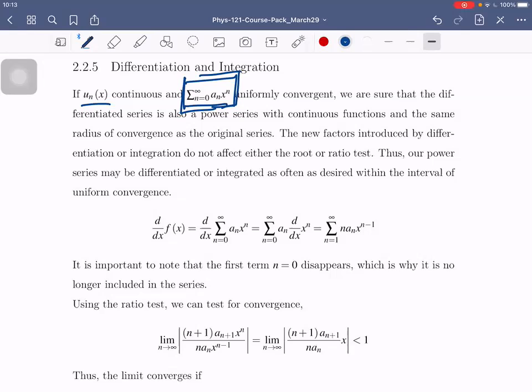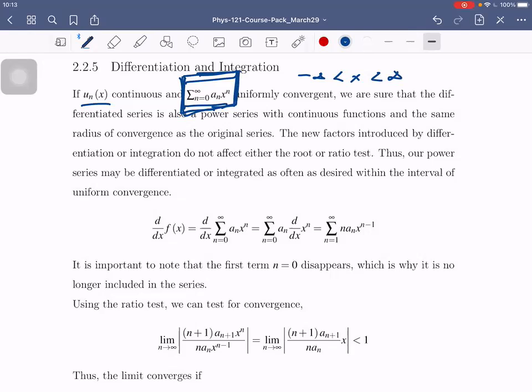convergence then. So if this particular power series has a radius of convergence or yung interval of convergence, same lang siya ng nung convergence interval nung original. So kung ito ay convergent from negative infinity to positive infinity, kapag yun ang derivative niya, convergent pa rin siya with the same interval or in the same interval. Okay? So of course, may mga kailangan natin introduce, no? So the new factors introduced by differentiation or integration does not affect either the root or ratio test.